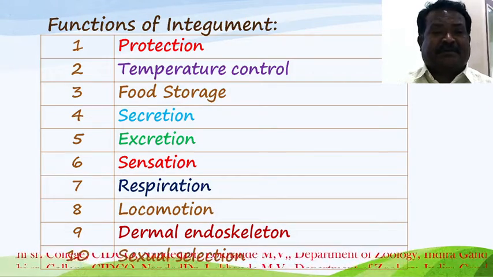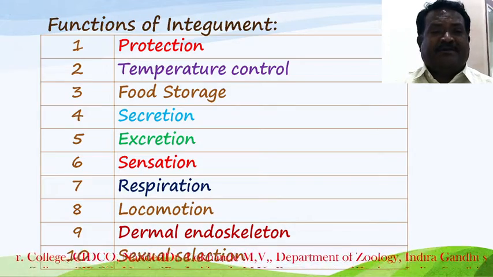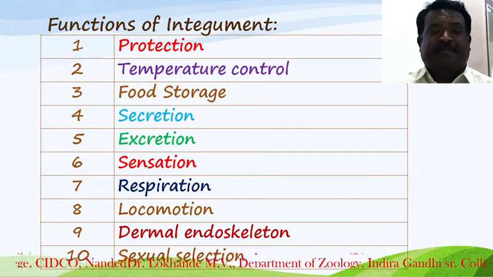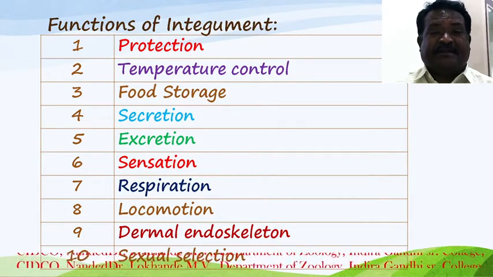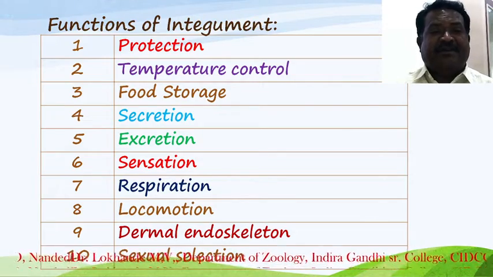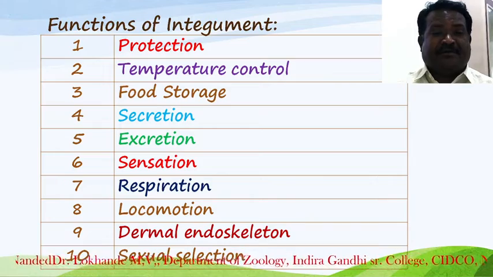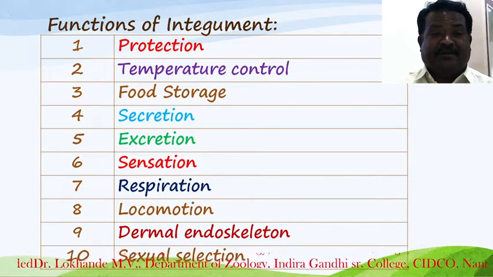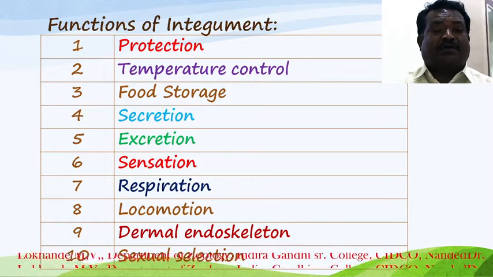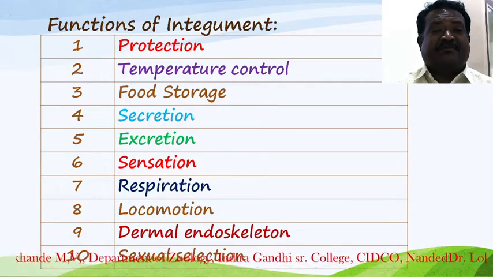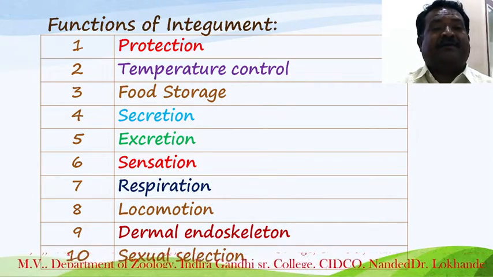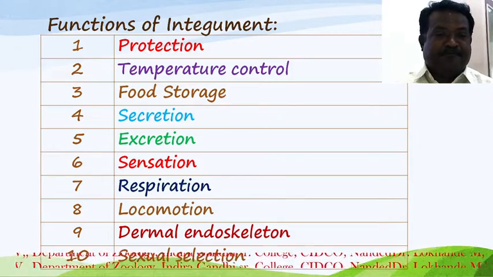Next is temperature control. You know that some animals live in the water medium, some on land, and some in the terrestrial medium. All these mediums bring changes in the environment, changes in water temperature, and changes in the environment on land. So the skin also helps control the body temperature of the animals. That's why the skin is very important for temperature control.